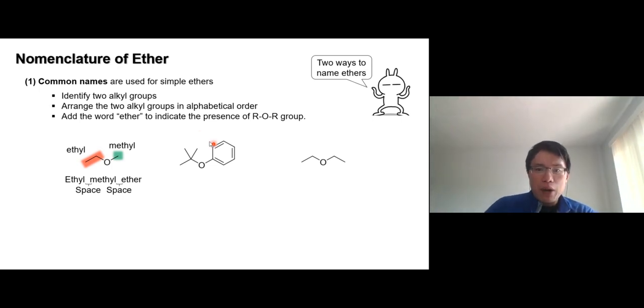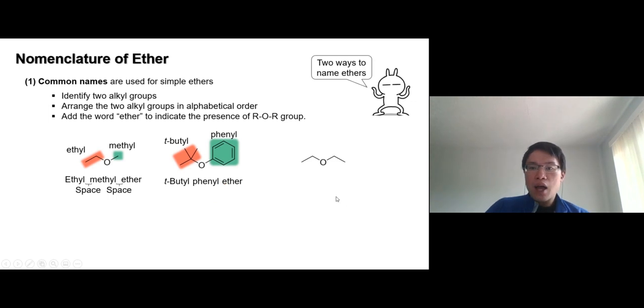And next one, what we got? On the left side, we have a tert-butyl group. On the right side, remember what do we call this? Phenyl, not benzyl. Benzyl is the benzene ring plus one carbon. This is phenyl. So B comes before P, so tert-butyl phenyl ether, with spaces. On the right side here, we have ethyl and ethyl. In this case, we don't go ethyl ether, we go diethyl ether. You can guess. This is not super difficult.